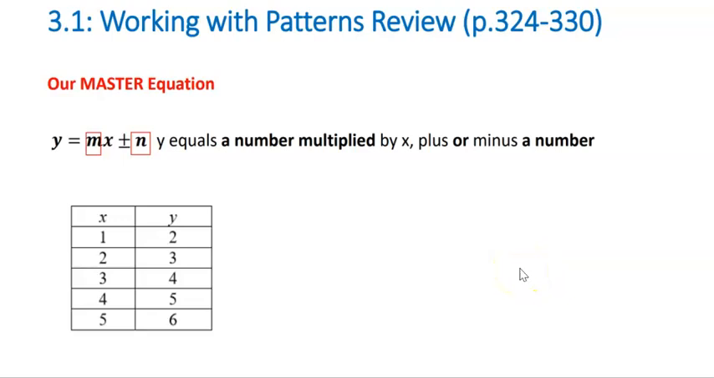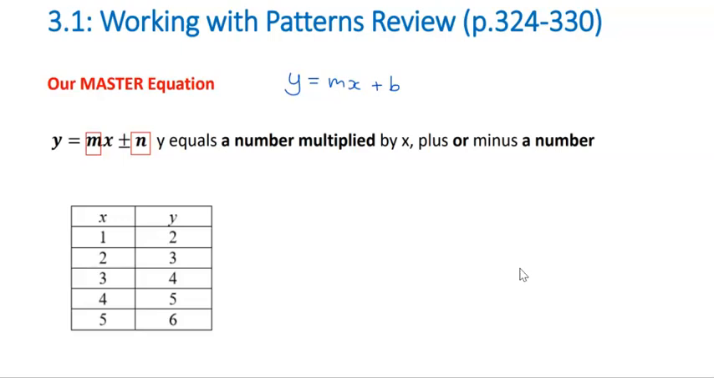In this video, we're going to continue on looking at the computers and the games, and we're going to take a step back and take a look again at this master equation. Our master equation is y is equal to mx plus b. The book breaks it down, giving us the same equation in a little different look. Y is equal to mx plus or minus a number, where y is equal to a number that is multiplied to x plus or minus a number.